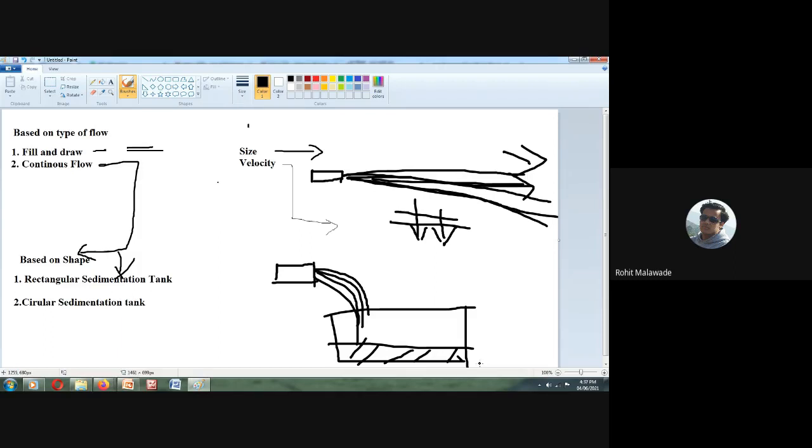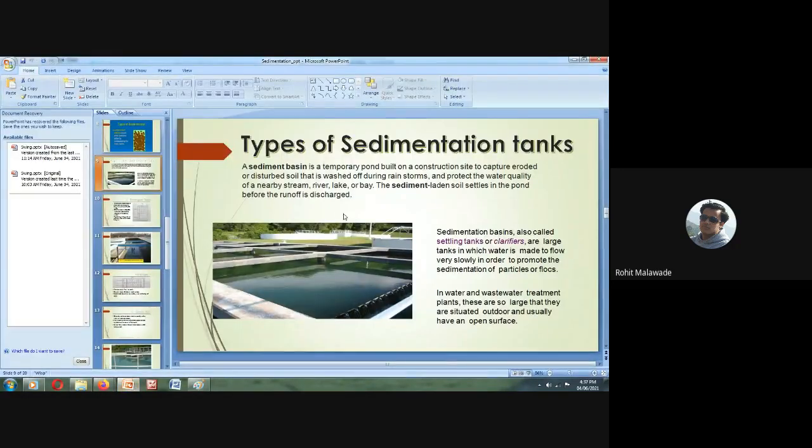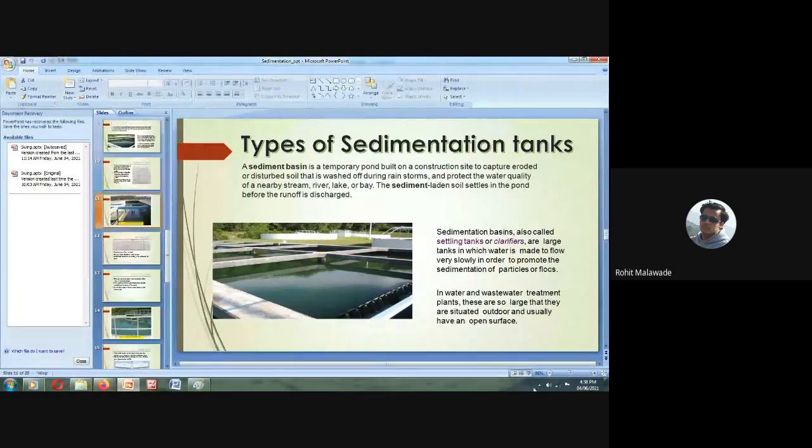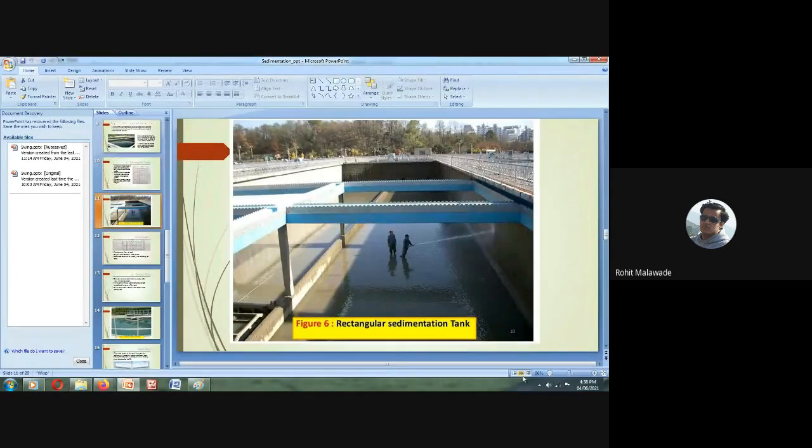It is going to play a very important role in your sedimentation. Now we will see what the rectangular flow sedimentation tank and the circular flow sedimentation tank are. As I have shown you in the previous class, this type of sedimentation tank, we are going to classify it based upon its shape.